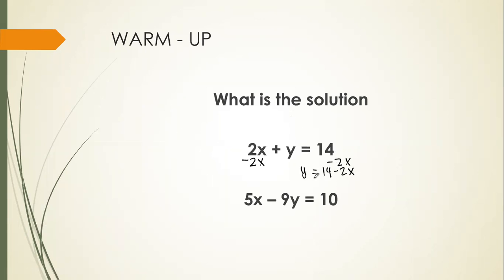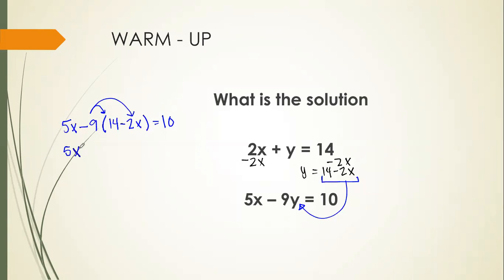Good. So y equals 14 minus 2x. So since y equals 14 minus 2x, I'm going to substitute 14 minus 2x in for this y value. So it's going to read 5x minus 9 times 14 minus 2x equals 10. Now what? Yeah, distribute. Okay.